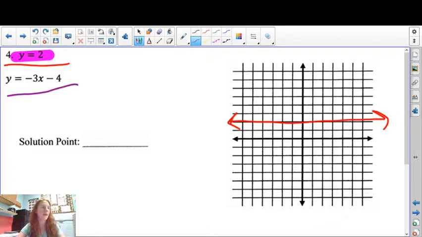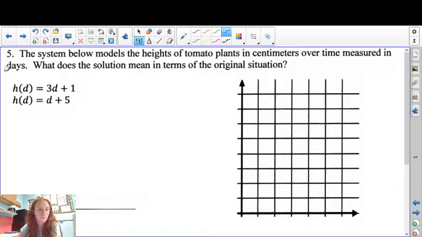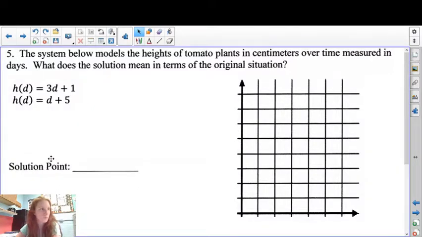All right, let's go ahead and plot our second one. So down 4. We're going to go down 3, 1, 2, 3 to the right one, and I see I can't go anymore, so I have to go backwards. So up 3, 1, 2, 3 to the left one, 1, 2, 3 to the left one. And my solution point is at -2, 2. There for now.